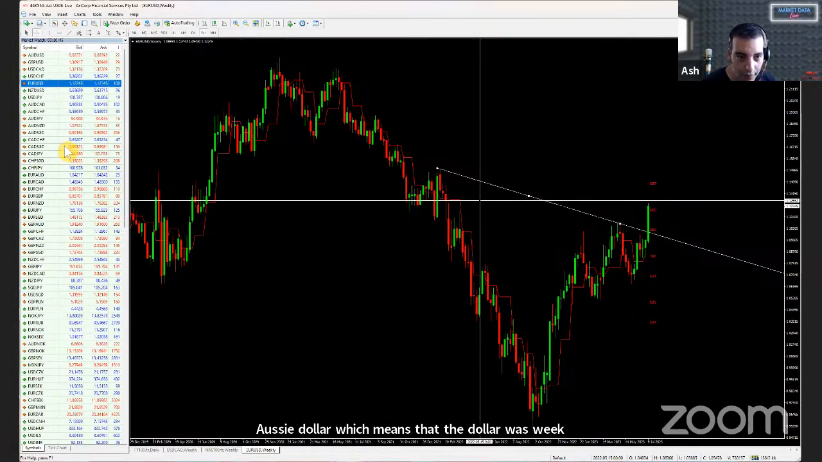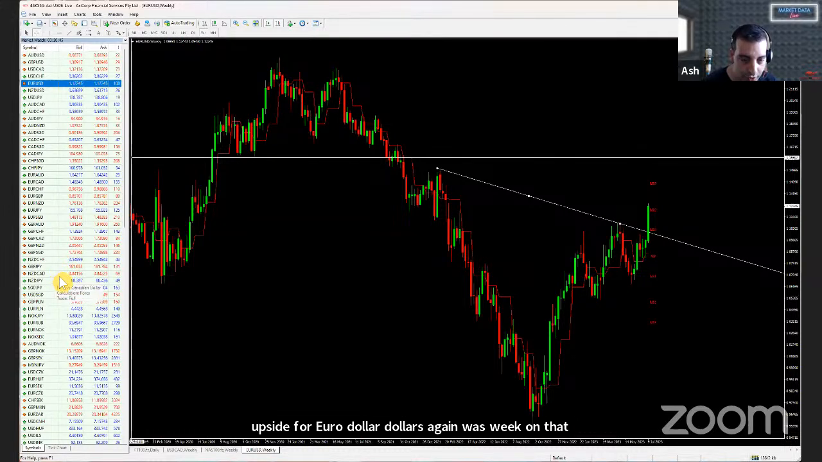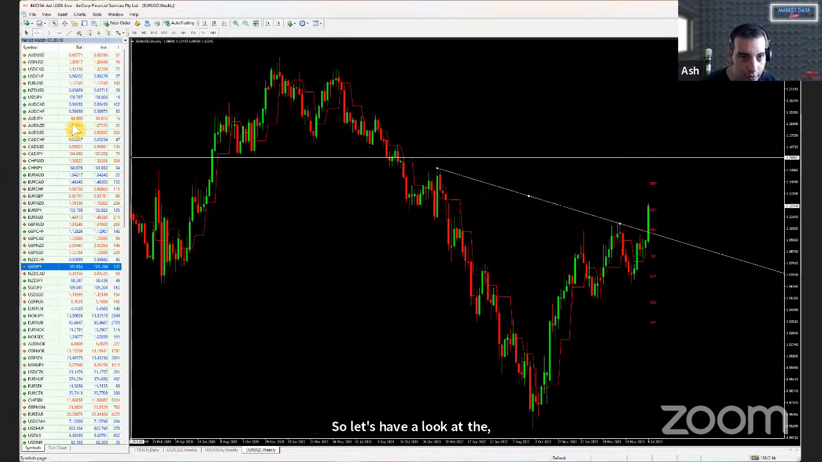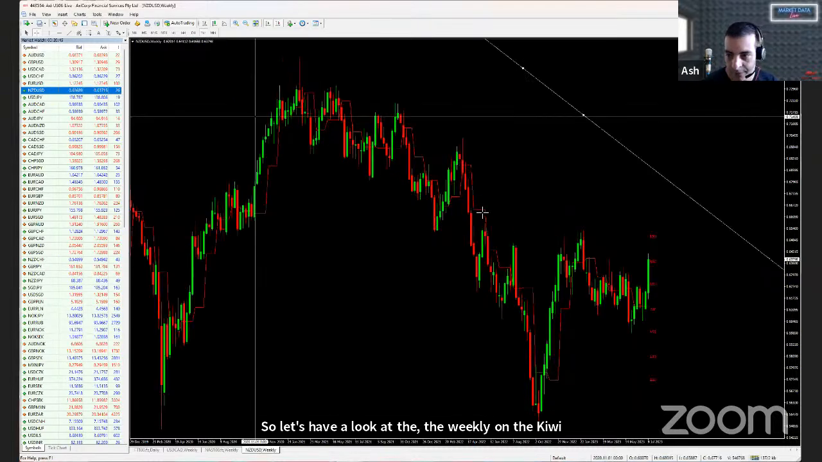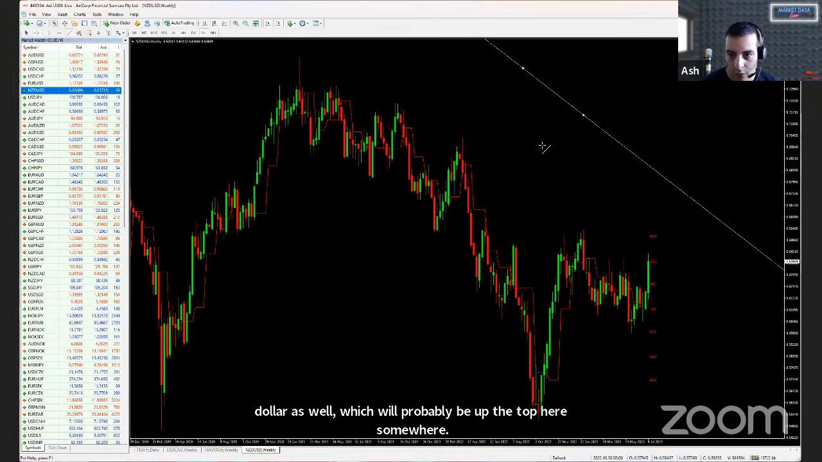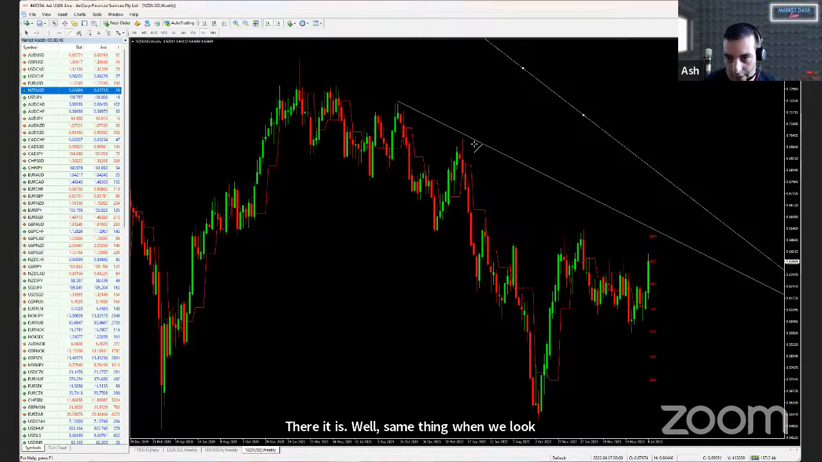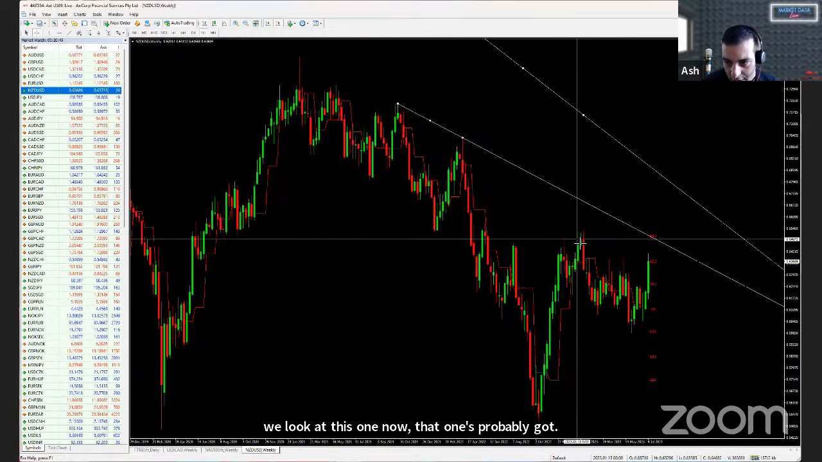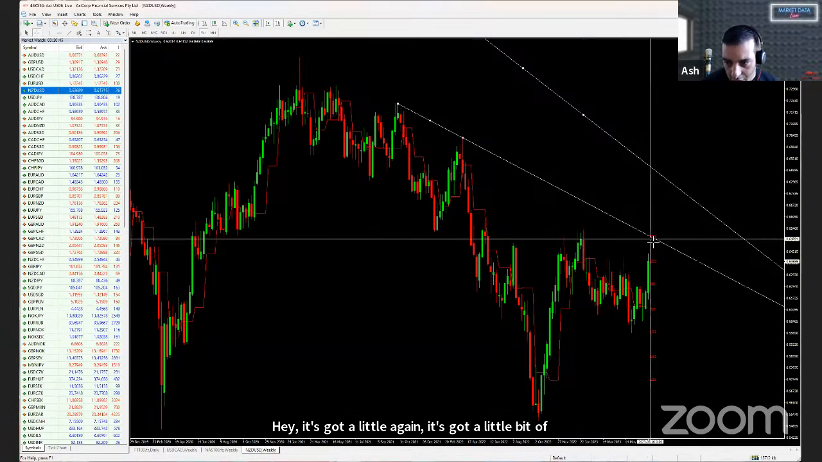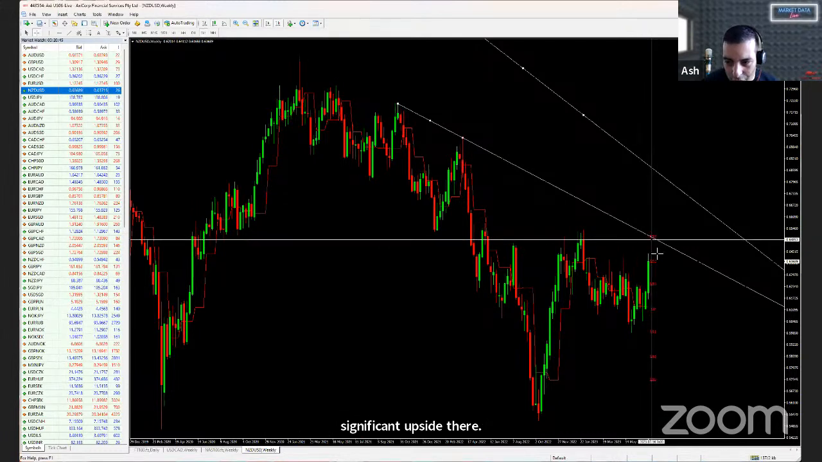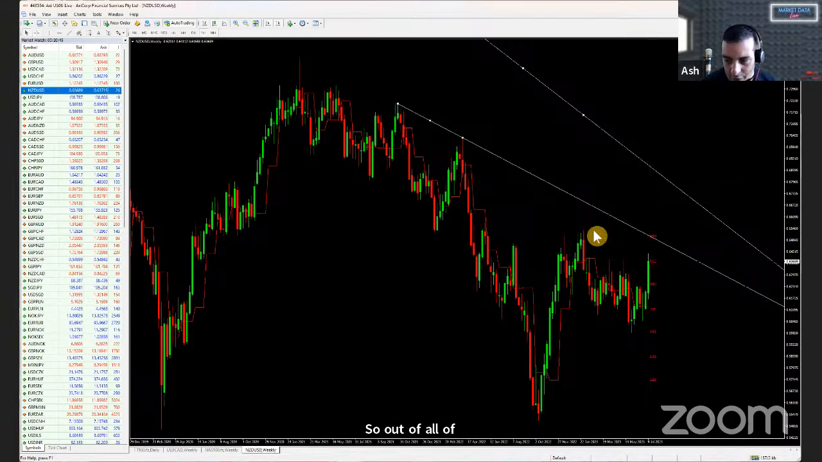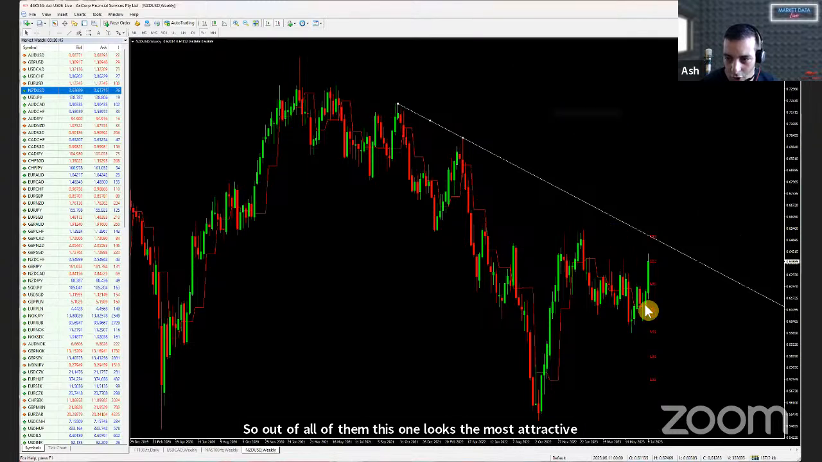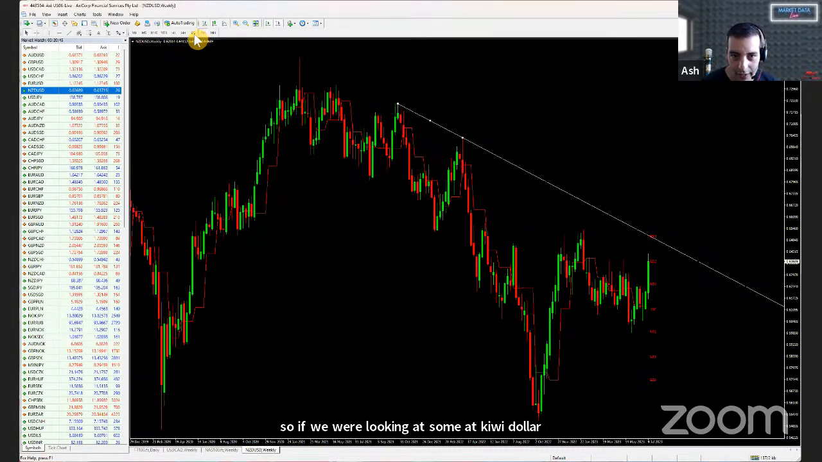Kiwi dollar is the other one showing a weekly bias to the upside on the seasonals. So let's have a look at the weekly on the Kiwi dollar as well, which will probably be up the top here somewhere. There it is. Same thing, it's got a little bit of room to travel, and you can see there's some significant upside there. So out of all of them, this one looks the most attractive.